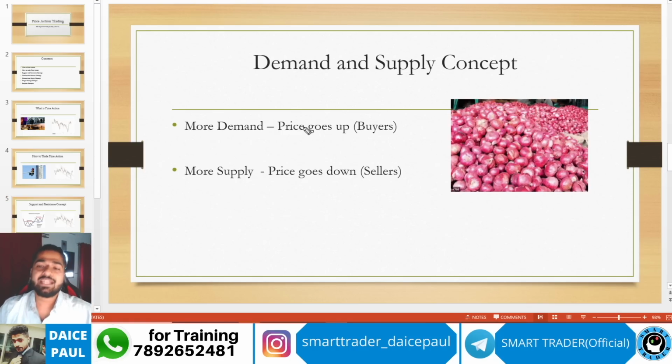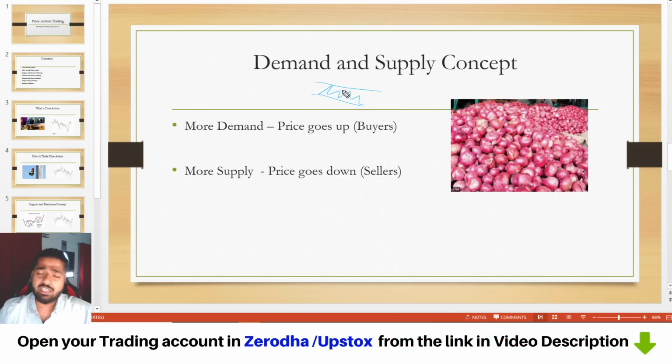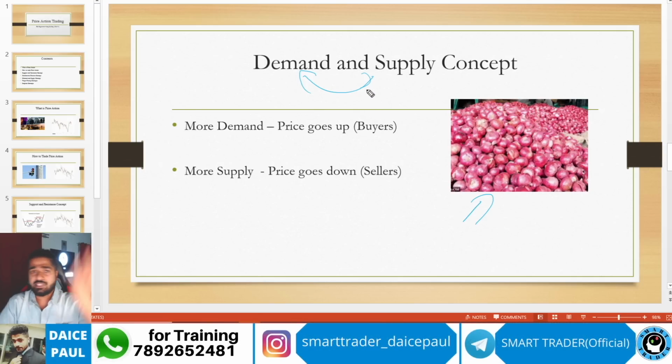Now what is this demand and supply concept? This demand and supply concept is similar to your support and resistance, because you saw the price going like this. Why did the price go up there and why did the price go down here? I'll give you a simple example. Let's say you would have seen onions, right? You know the demand and supply concept you would have learned in school or college. You would have learned that when the demand goes up, the supply goes down, and when supply goes down, the demand goes up. It's a vice versa concept, right?